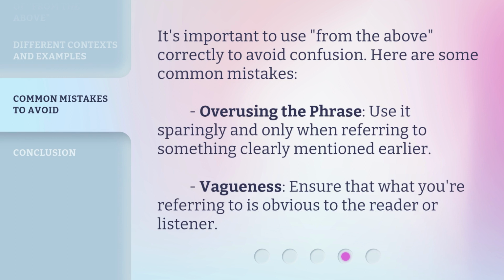It's important to use "from the above" correctly to avoid confusion. Here are some common mistakes. Overusing the phrase: use it sparingly and only when referring to something clearly mentioned earlier. Vagueness: ensure that what you're referring to is obvious to the reader or listener.